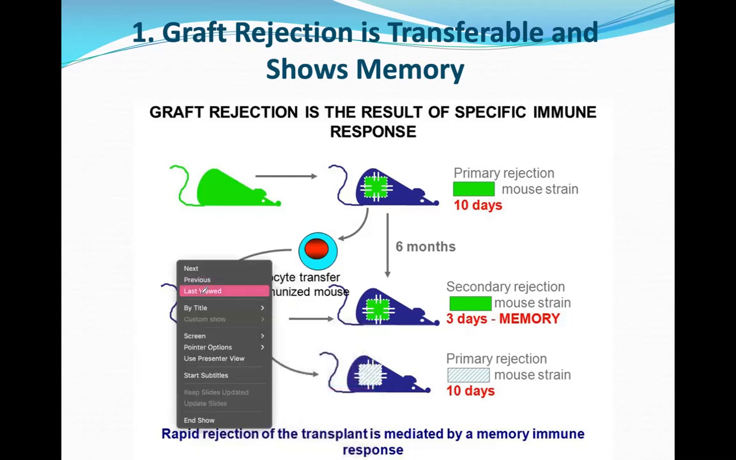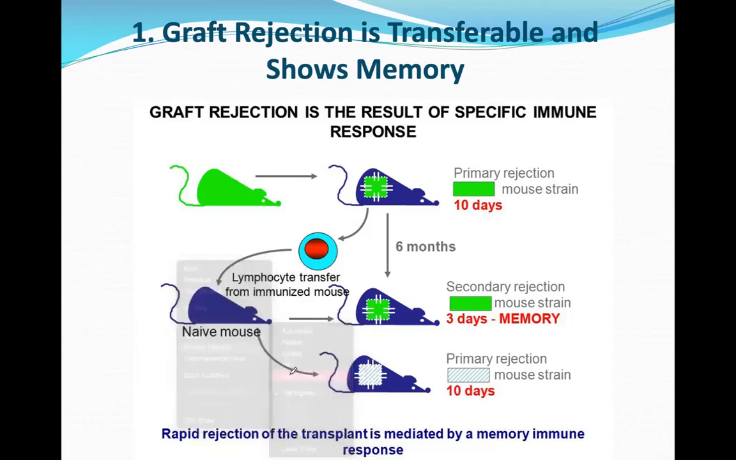And it's specific because if you try this experiment again, where you then graft skin from another strain of mouse, in this case a gray skin, onto this adoptively transferred blue mouse, then it displays a primary reaction where rejection takes 10 days, just as in that primary response, compared to the secondary response. So it's antigen specific.